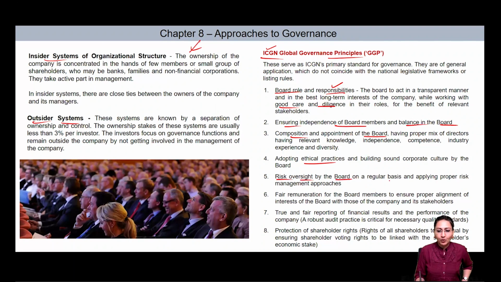Risk oversight by the board on a regular basis. Usually the risk committee takes care of it, but still the board should know what are the risks associated with the business so that the board can create strategies to handle those risks.